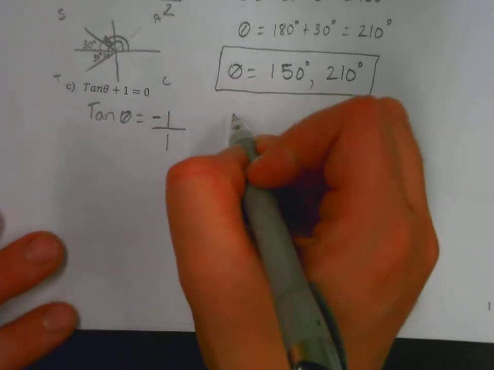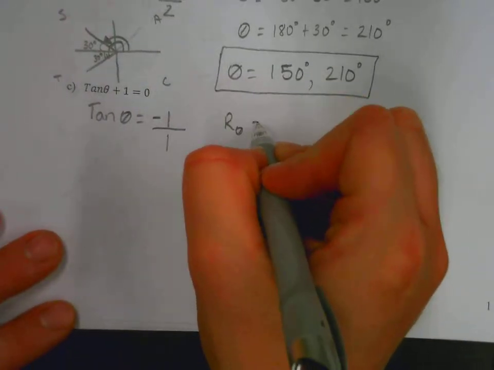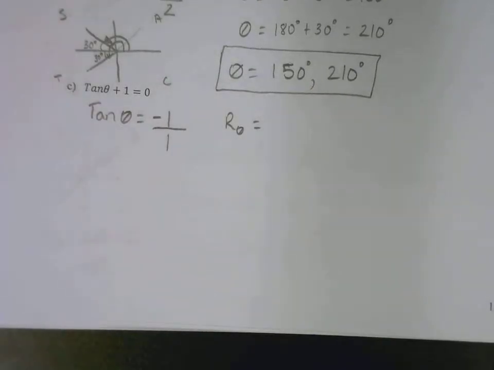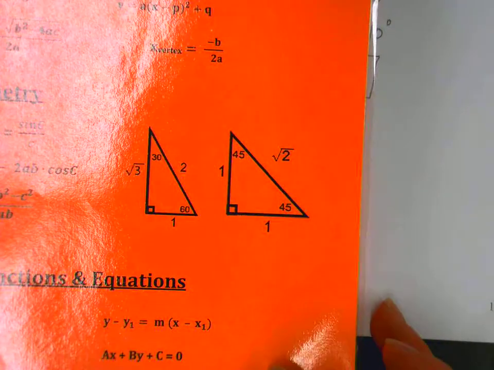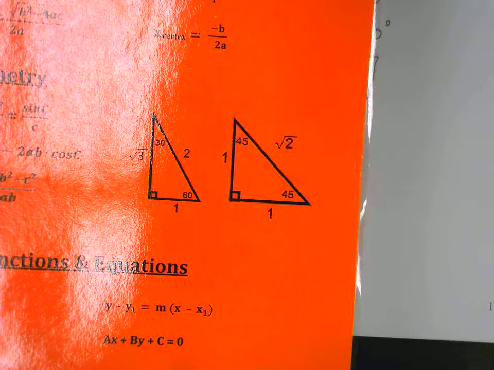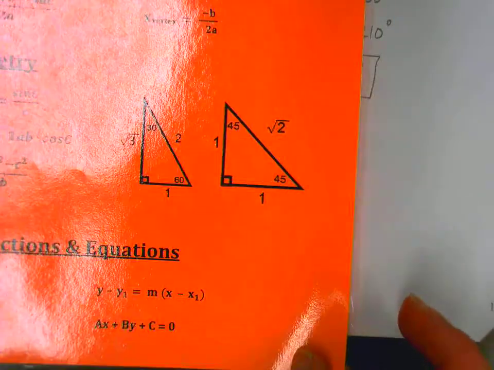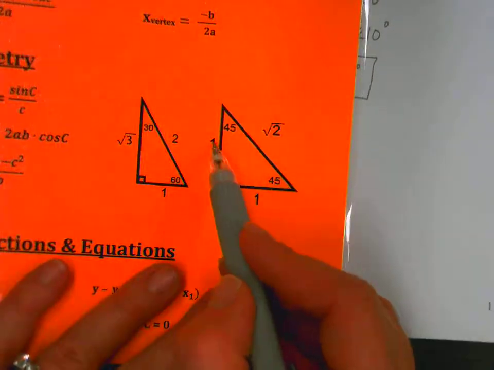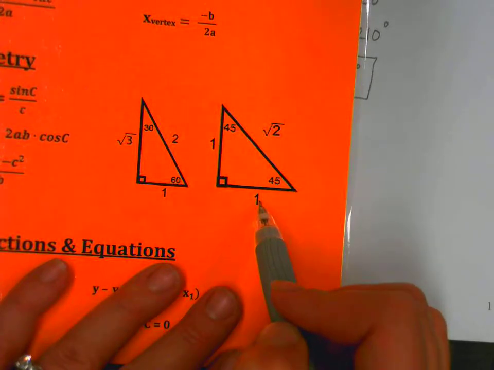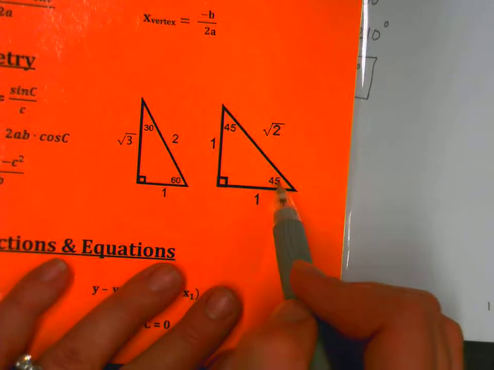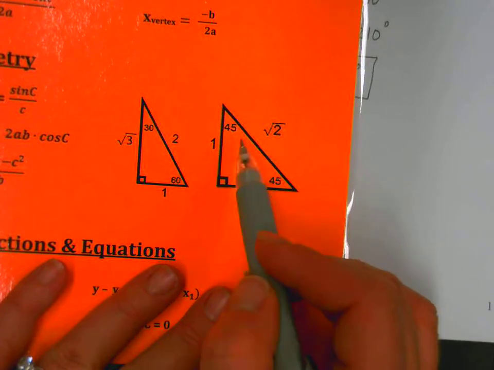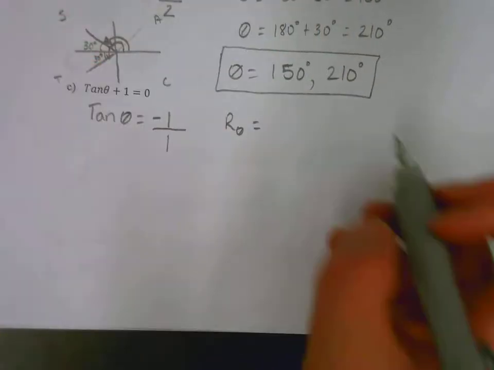Again, I want to find my reference angle. I'm going to go to my special triangles and look up opposite over adjacent. Again, I'm ignoring the negative. I'm just worrying about the 1 over 1. So 1 over 1, opposite over adjacent, could relate to either one of these angles. So my reference angle in this case would be 45 degrees.